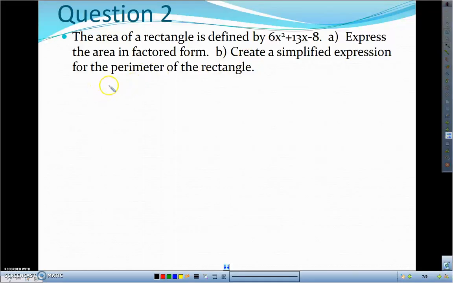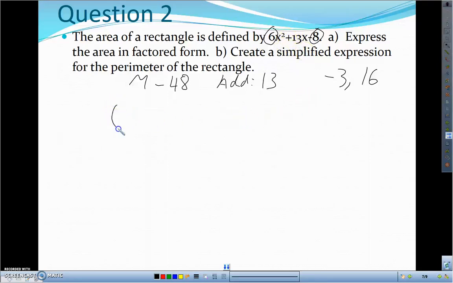complex trinomial. So I multiply this a value, which is 6, times 8 value. So I'm looking for two numbers that multiply to minus 48 and add to minus 13, and those two numbers are not 6 and 8, 4 and 12, no, 3 and 16, yes. So 3 and 16, which one is going to be negative? Well, it would have to be this one's negative, the bigger number is positive because this is positive.